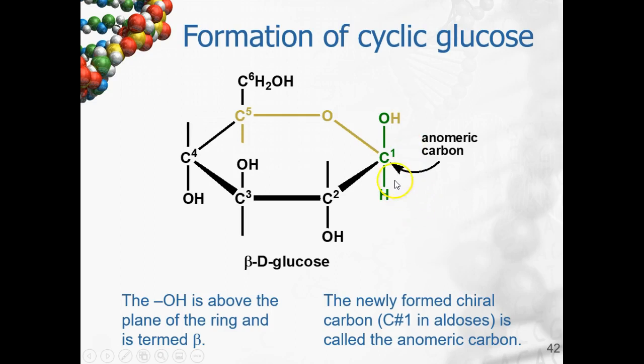So this is a different molecule because this is our newly created anomeric carbon, carbon number 1. It used to be the aldehyde and it wasn't chiral, but now it is. So it's a completely different compound with completely different properties. So we're going to call this beta. If the OH on the anomeric carbon, carbon number 1 if you're an aldose, is above the plane of the ring, we'll call this beta.